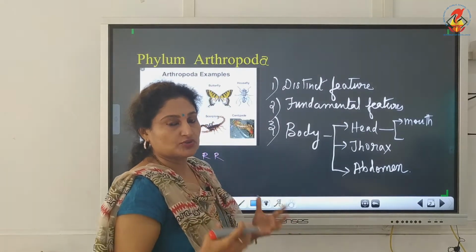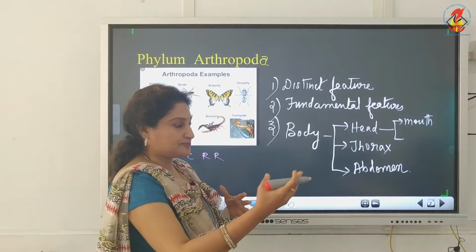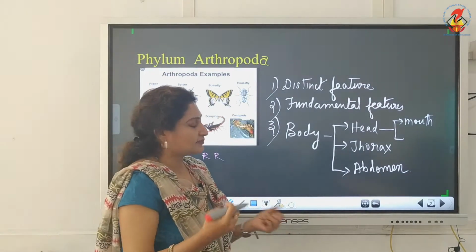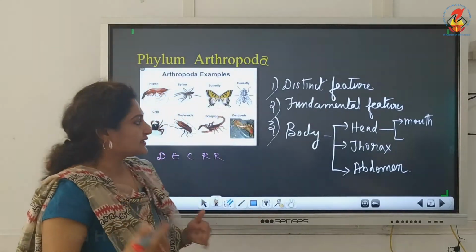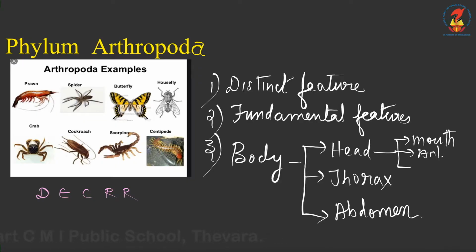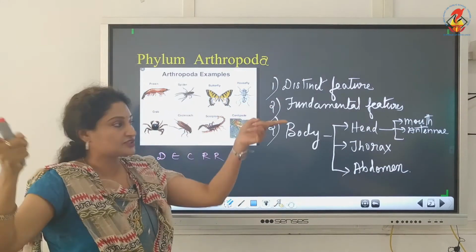We know about the cockroach, what type of mouth part it has. It has cutting and biting. We know about certain insects like the bees that suck nectar, the sucking mouth parts. So the mouth parts are modified based on the diet. Also, the specialty, they bear antennae, sensitive antennae to sense chemicals in the surroundings. You are very familiar with the cockroach with large antennae.